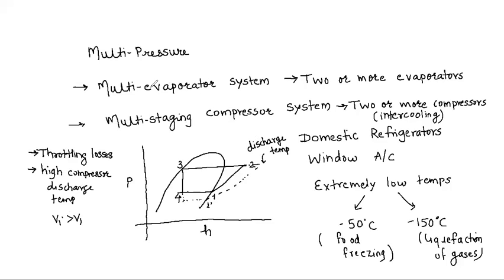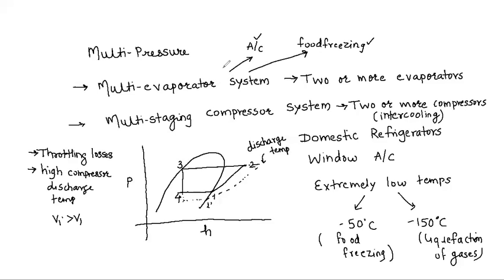Similarly, for example, let us say we have an application where you need to use a single condenser and you need to achieve AC application and food freezing application simultaneously. In that case we need to use two evaporators, to cater to two different temperatures: one for AC, which obviously would require a higher temperature, and the other for food freezing, which would require a lower temperature. In that case, one would go for a multi-evaporator system.